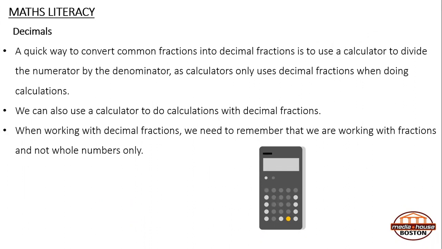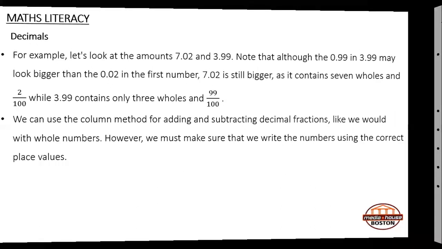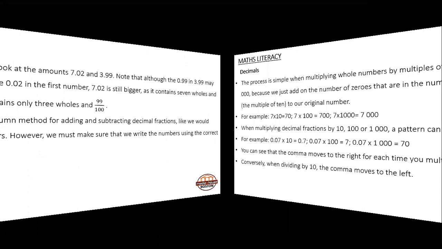When working with decimal fractions, we need to remember that we are working with fractions and not whole numbers only. For example, let's look at the amounts 7.02 and 3.99. Note that although 0.99 in 3.99 may look bigger than the 0.02 in the first number, 7.02 is still bigger as it contains 7 wholes and 2 out of 100, while 3.99 contains only 3 wholes and 99 over 100.